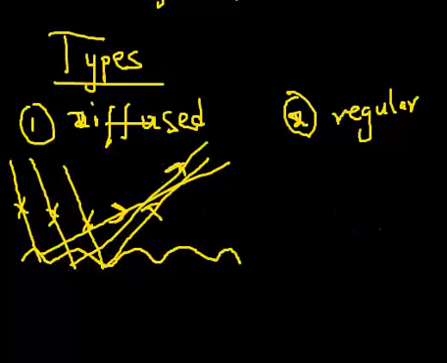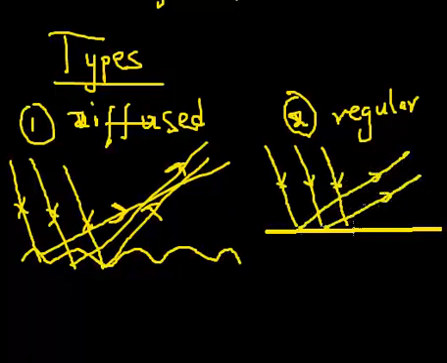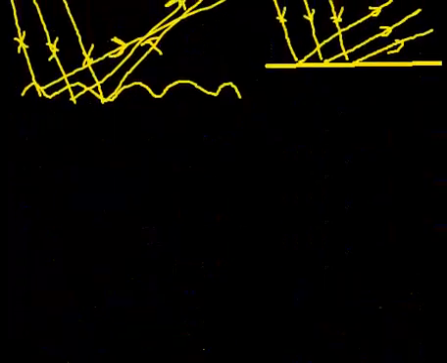But a regular reflection is a very smooth type of reflection in that the parallel beam of light that hits the surface reflects parallel, without crossing each other. So this is diffuse and this is regular reflection. Please take note of that as we proceed.